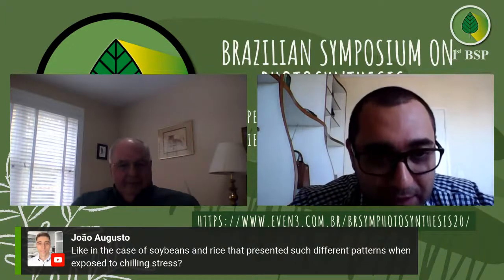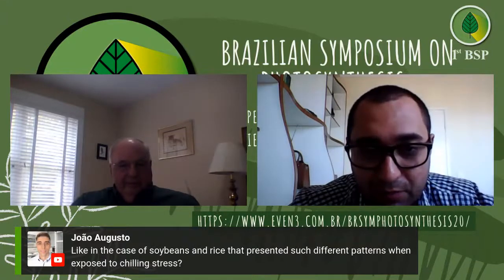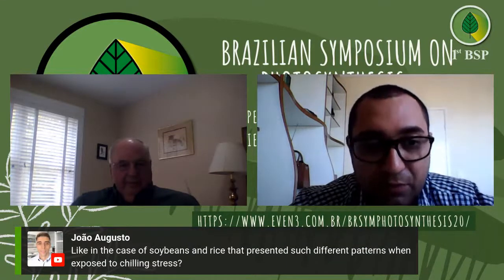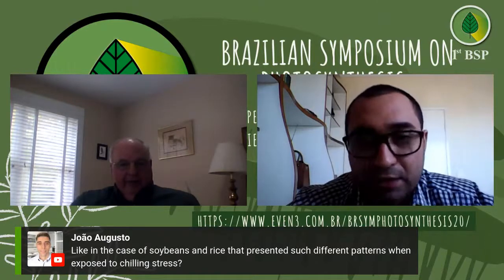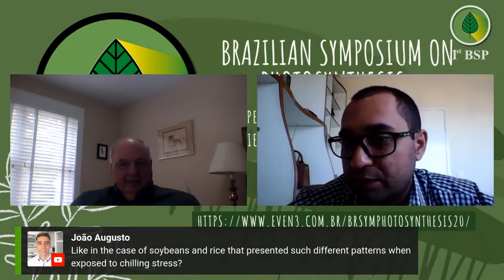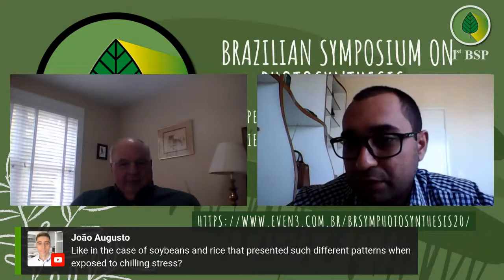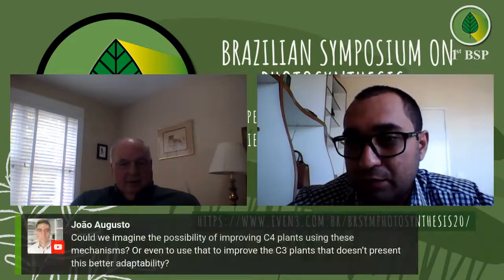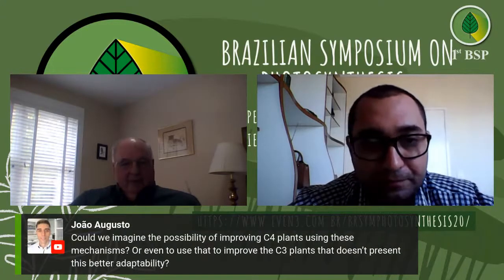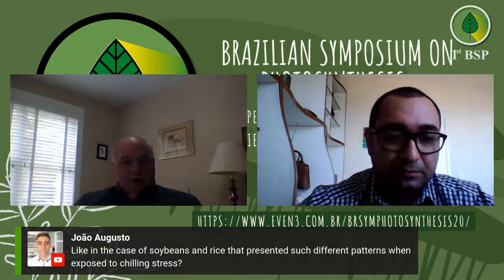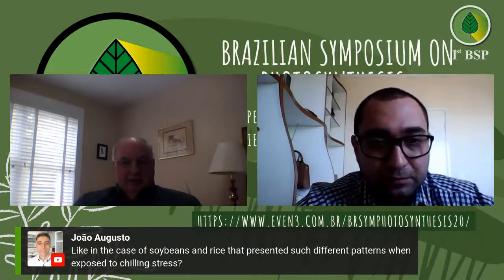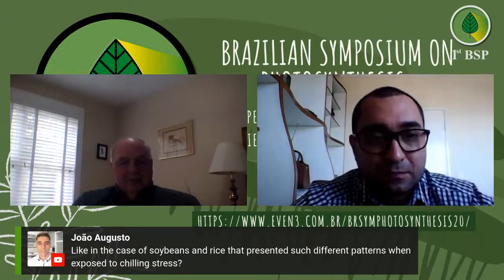Okay, so in the case of soybeans and rice, that present such different patterns when exposed to chilling stress. It's related to the previous questions, indeed, about the difference between C3 and C4. Yeah, I have no explanation for why rice and soybean would respond so differently. They're not from such different places.